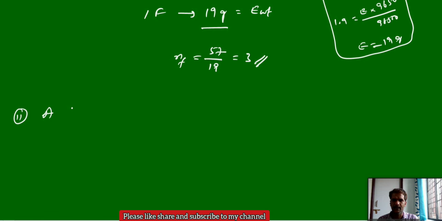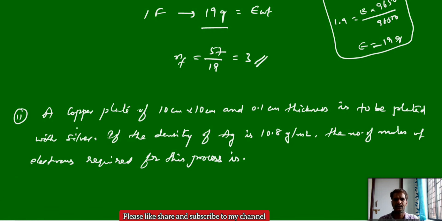This is a question. A copper plate of 10 centimeter by 10 centimeter dimension, width and height, and 0.1 thickness is to be plated using silver. If the density of silver is given as 10.8 gram per ml, then the number of moles of electrons required for this process, to coat this copper plate with silver, how much charge is required?